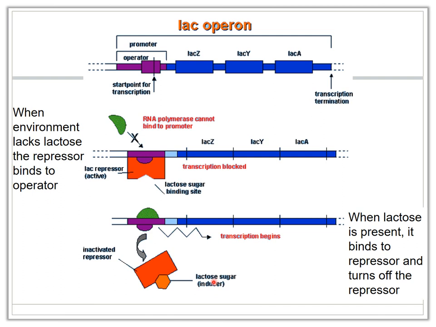So if the lactose is present, it will pull off the repressor, and then these genes can be transcribed to create the enzyme that is going to break down this lactose. Once the lactose is gone, it will not be attached to this repressor anymore, and the repressor will go back to attaching to this operator, and that will stop the transcribing of these particular genes. And that is a lac operon.